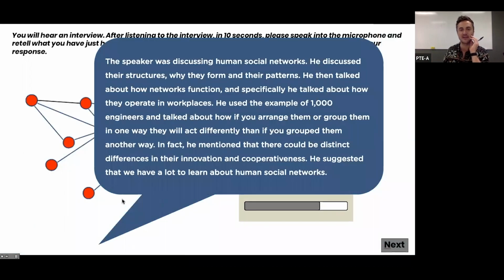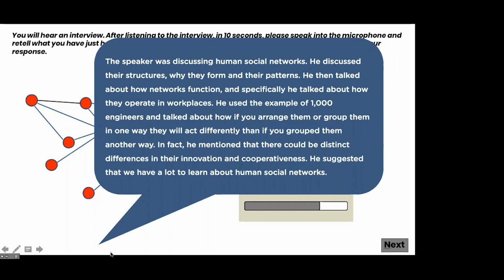So I might say something like, let's say this lecture was about social networks. You hear the lecture, and then I say, the speaker was discussing human social networks. He discussed their structures, why they form, and their patterns. He then talked about how networks function, and specifically, how they operate in workplaces. Blah, blah, blah.